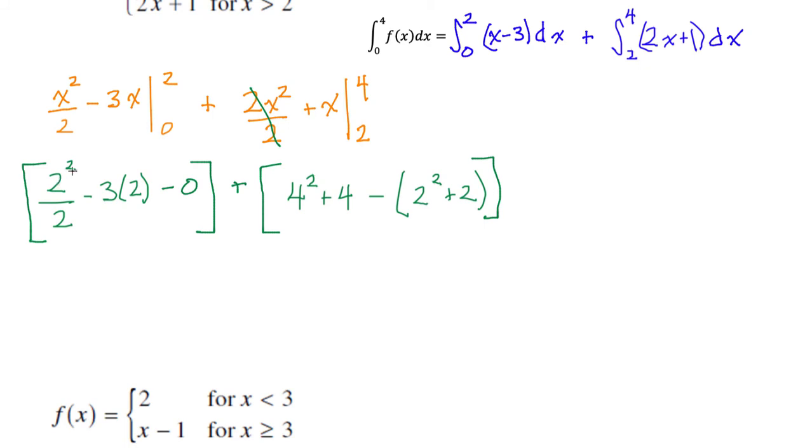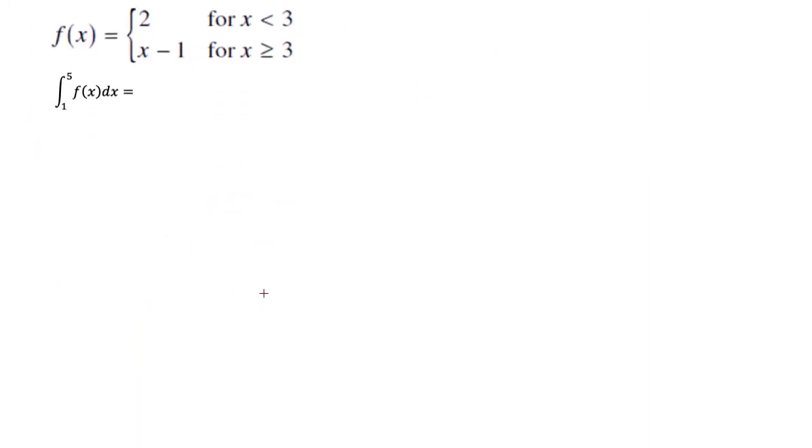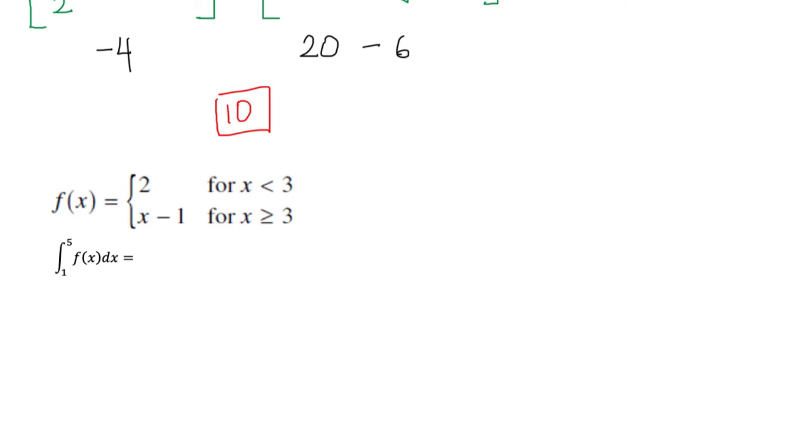When we do this, 2 squared is 4, divided by 2 is 2. 2 minus 6 is negative 4. 4 squared is 16 plus 4, so I have 20 there. And then 2 squared is 4 plus 2 is 6, so minus 6. 20 minus 6 is 14, minus 4 is 10. That's not right. 20 minus 6, yeah, that's 10. Okay, I was wondering what was going wrong, but I am doing the math correct. All right, 10.